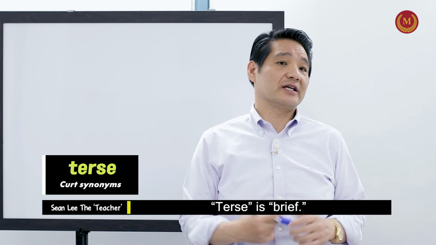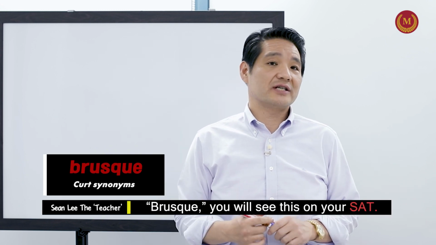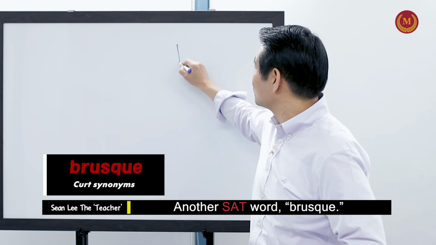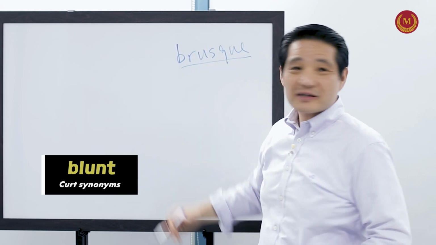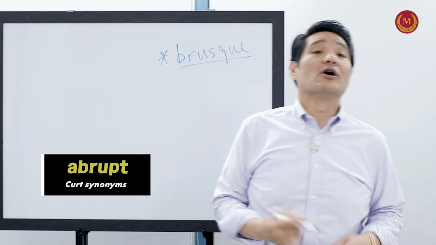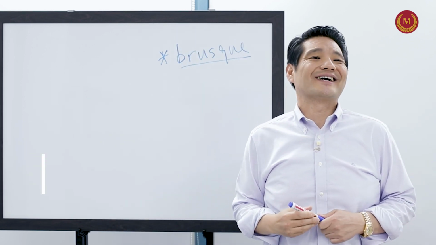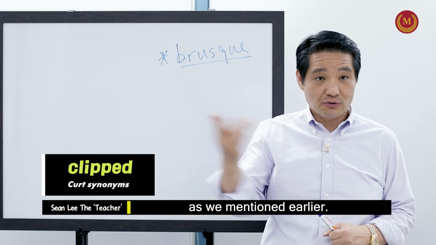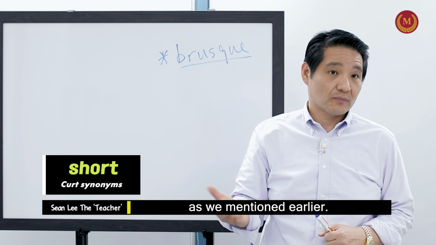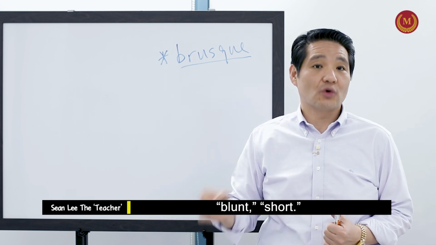Terse. Terse is brief. And you have brusque. Brusque, you will see this on your SAT, folks. Another SAT word, brusque. This means blunt, and you have abrupt, your third synonym. And you have clipped, like cutting it short. And you have blunt, as we mentioned earlier, short. So terse, brusque, abrupt, clipped, blunt, short.